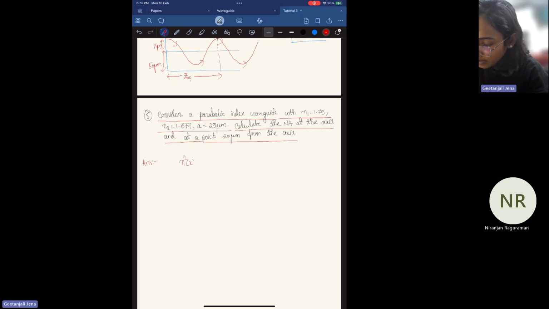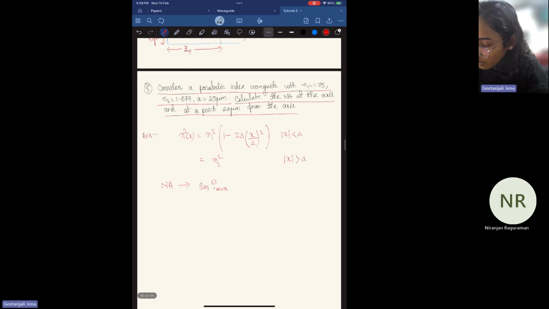So we have n squared of x equal to n1 squared (1 minus 2 delta x by a squared) for mod x less than a, and it is n2 squared when mod x is greater than a. Please remember this formula. And if you recall, numerical aperture is the maximum sine angle that will be guided inside the fiber. So this defines sin i max.